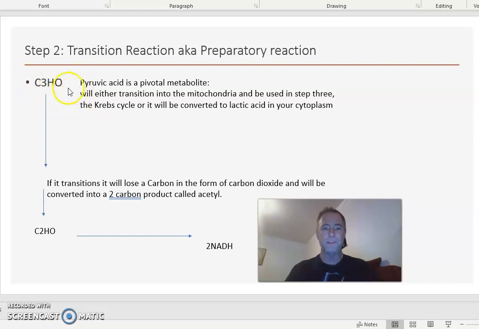Now remember, this is actually happening twice, because when we started out with a glucose molecule, we split it into 2 of these. Each of these, if there's enough oxygen to power the cycle, if there's enough oxygen to run the last step, then both of these pyruvic acid molecules go into the mitochondria, each of them losing a carbon dioxide. So then we are going to have 2 acetyl products.